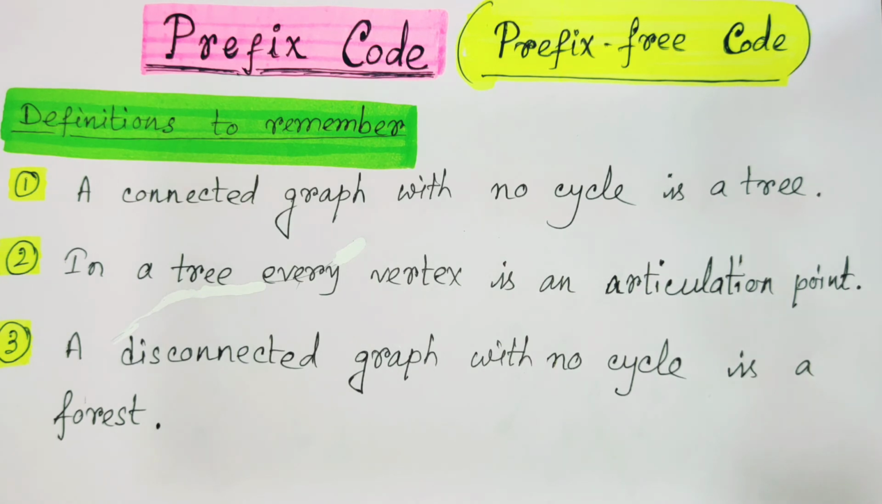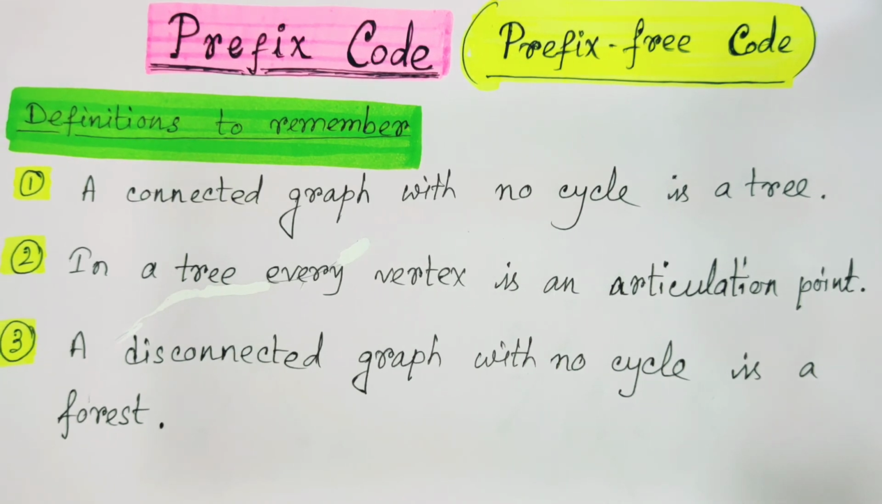So the first definition is, a connected graph with no cycle is a tree. Hope everybody knows this. And the second one is, in a tree every vertex is an articulation point. We know if the structure is a tree, then every point is an articulation point. And the third one is, a disconnected graph with no cycle is a forest. So what do we mean by the forest?